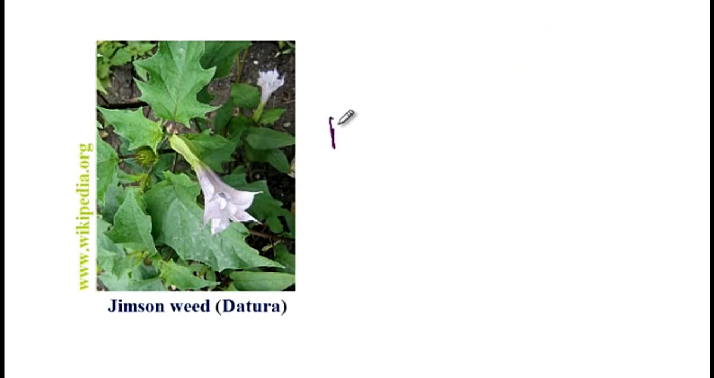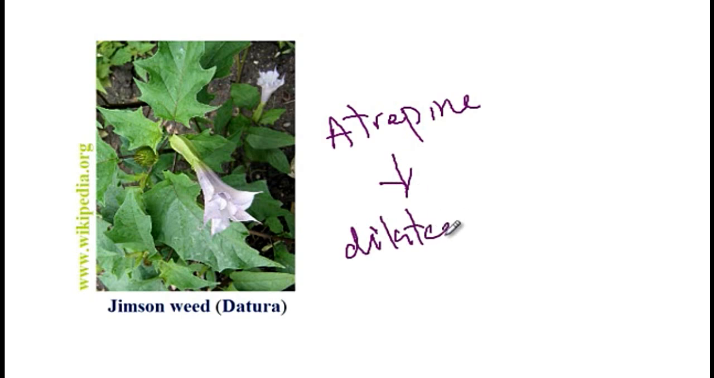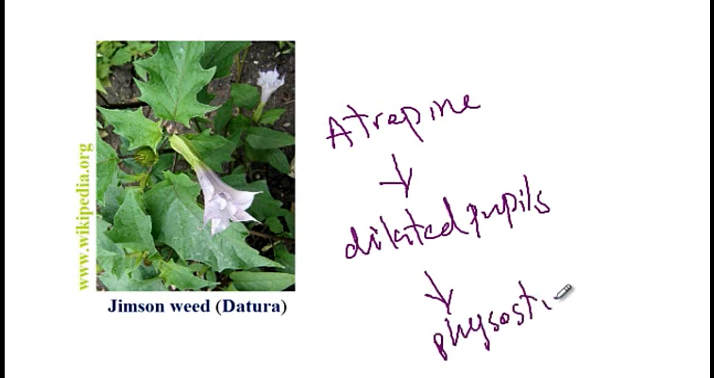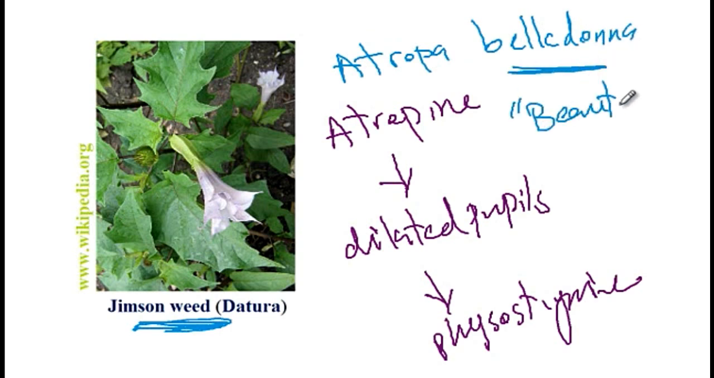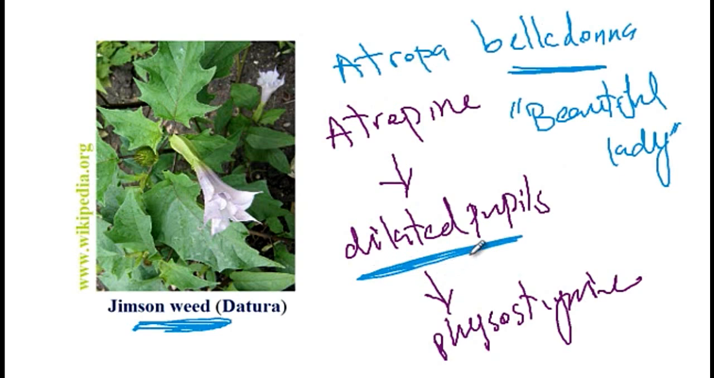Now earlier I mentioned that Jimson weed has dangerous levels of atropine, and thus patients that are consuming this plant are presenting with dilated pupils, and you will have to treat them with the acetylcholine esterase inhibitors like for instance physostigmine. The other term that is used for toxicity with this drug is belladonna, and belladonna means beautiful lady. The reason this plant is given this name is that it causes dilated pupils, which makes the lady look beautiful.